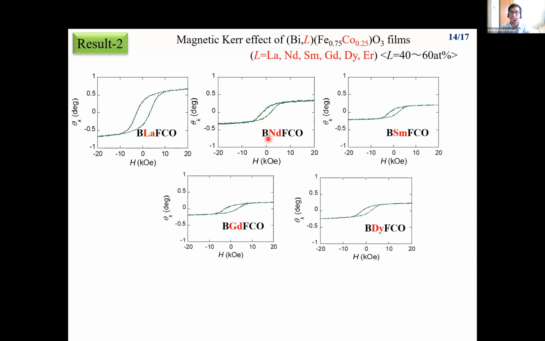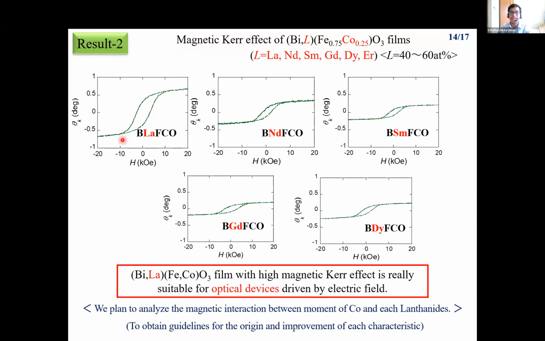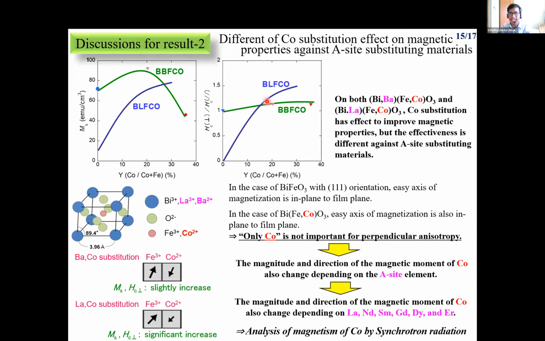In the second case, for the Kerr angle, you can see the lanthanum substituted bismuth ferrite is showing a high Kerr angle. That means this material can be used for optical devices. So if we again think about the physics, of course, we are doing something experimental, but we have to give the answer why this is happening. What's the physics behind it?